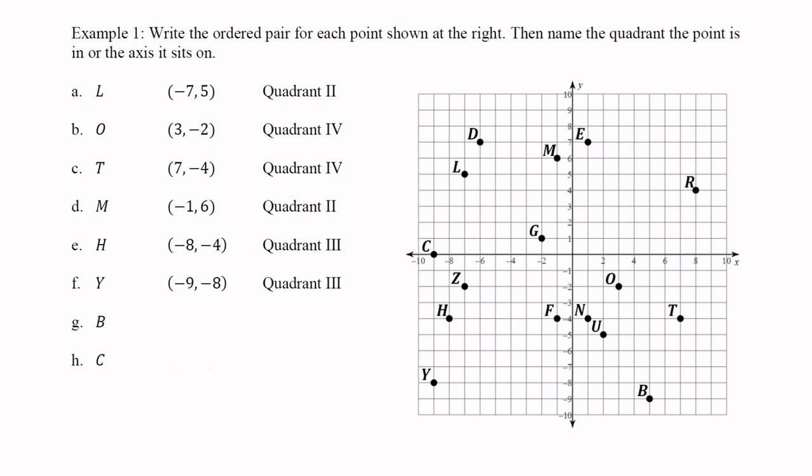All right, let's find B. Look to the right of Y and you'll find B toward the bottom there. It's 5 units to the right and 9 units down. So (5, -9), placing us in quadrant 4.